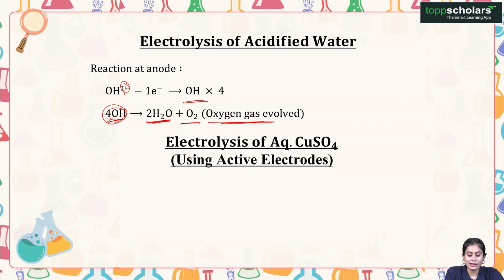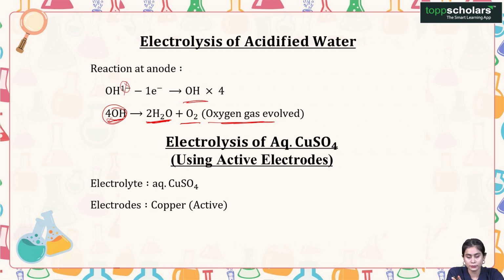Okay, now we will see electrolysis of aqueous copper sulfate using active electrodes. Quickly, let's do the recap. Electrolyte is what? Aqueous copper sulfate. We are doing electrolysis of aqueous copper sulfate, so that's the electrolyte. Electrodes are your copper which are active, not inert.